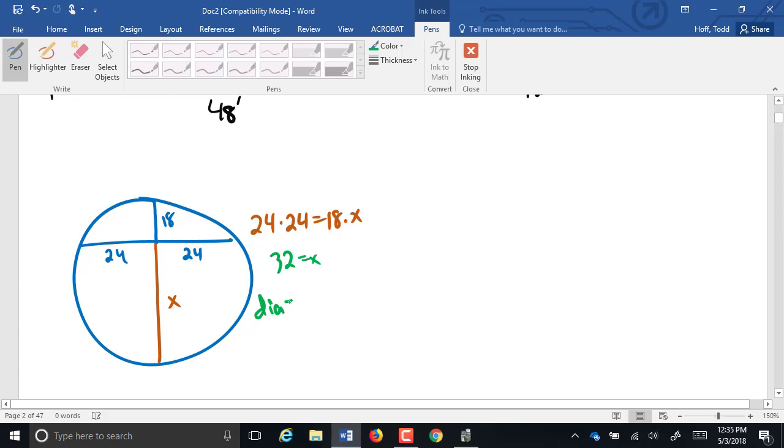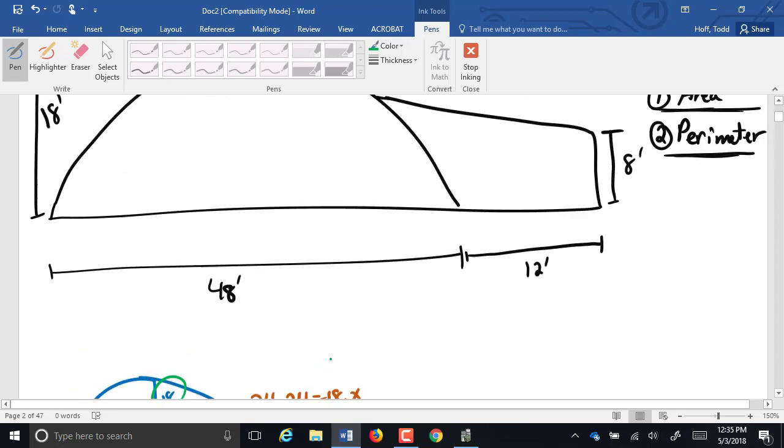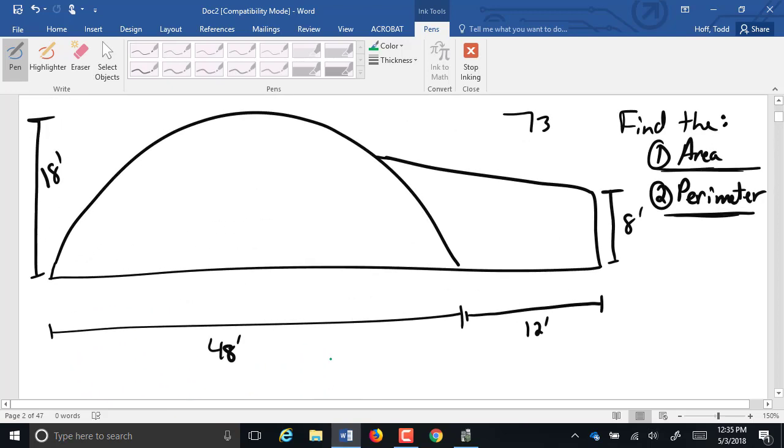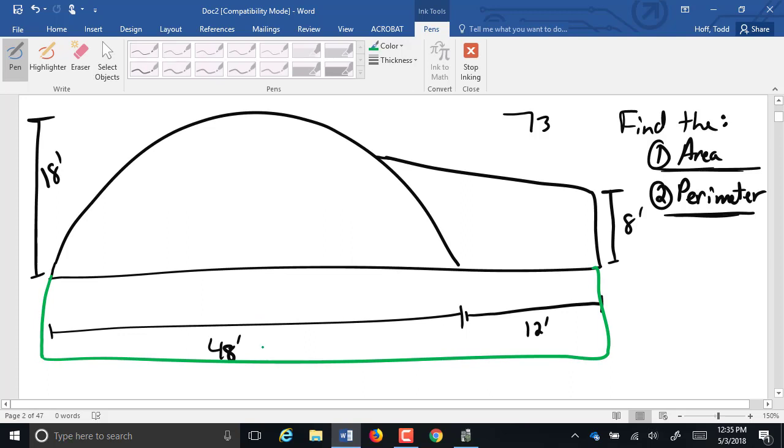What is the diameter of that circle? Where did I get 50 feet from? 32 plus 18 is 50. So the radius then is 25, half of that. So we know our radius is 25. What does that tell us for what we have to add on to the bottom of this? You got to add 7 feet.